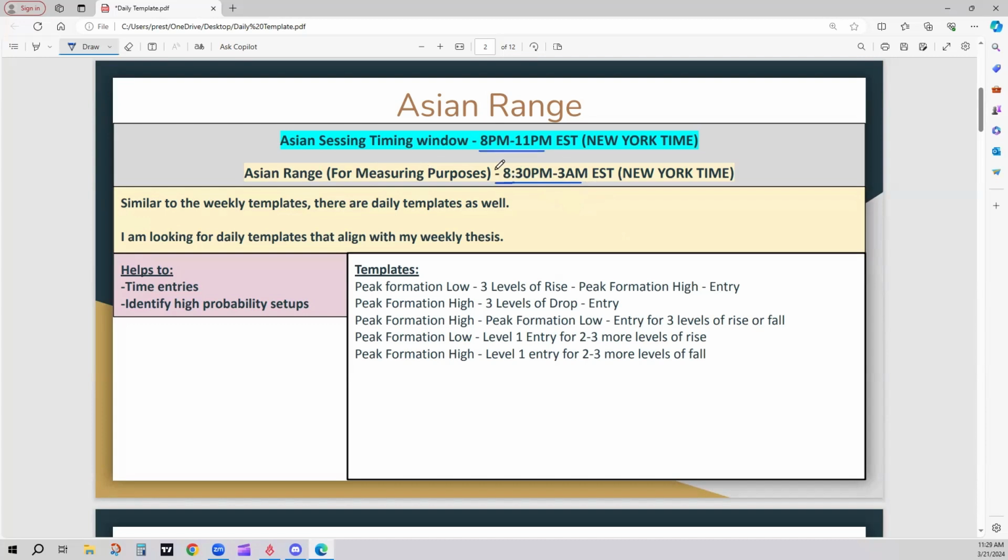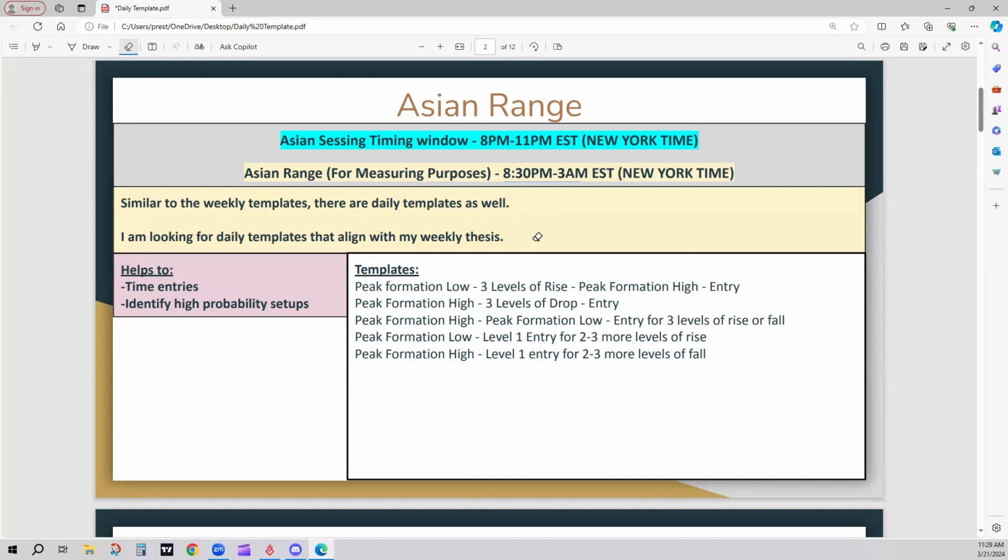So using 8:30 to 3 a.m. has been working really well for me, and it'll help you to better identify what kind of daily template you're looking at. So similar to the weekly templates, there are daily templates as well. I'm looking for the best daily template and the one that will align with my larger thesis.